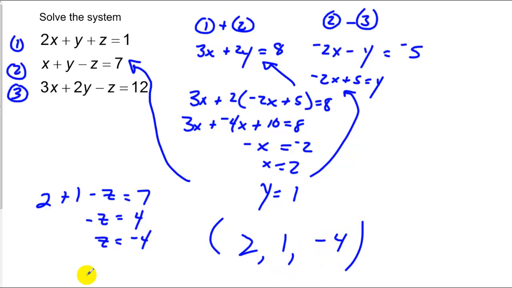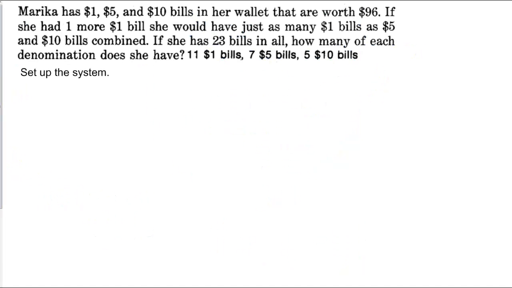We'll have some application problems as well, and they vary. It's just a matter of setting them up and then solving the system. So let's just go ahead and set this up. It says we've got $1, $5, and $10 bills worth 96 bucks. If she had one more $1 bill, then she would have just as many $1 bills as $5 and $10 bills combined, and she has 23 bills in all. And we want to know how many of each she has.